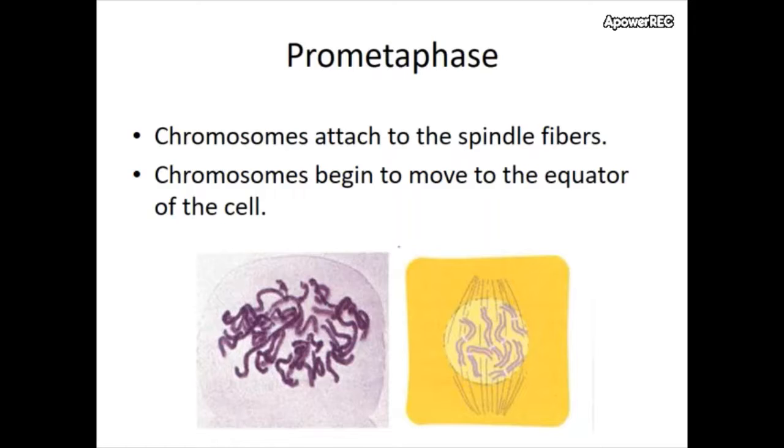Next is prometaphase. In this step, proteins attach to the centromeres, which are the middle point of that X, and they form something called the kinetochore. And this kinetochore is where the spindle fibers attach to the chromosomes. And once the spindle fibers attach to the chromosomes, they begin to pull the chromosomes to move along the equator of the cell. So we're going to see in the next slide how that looks. So prometaphase.